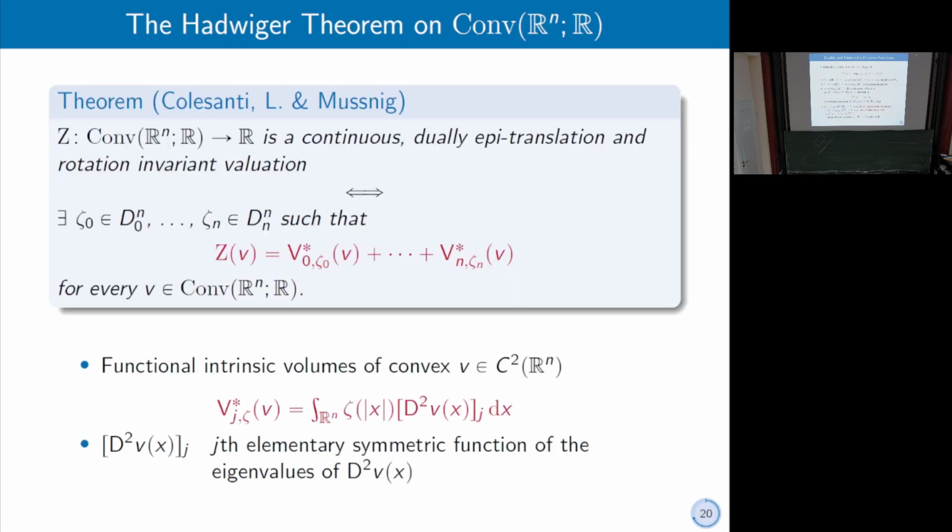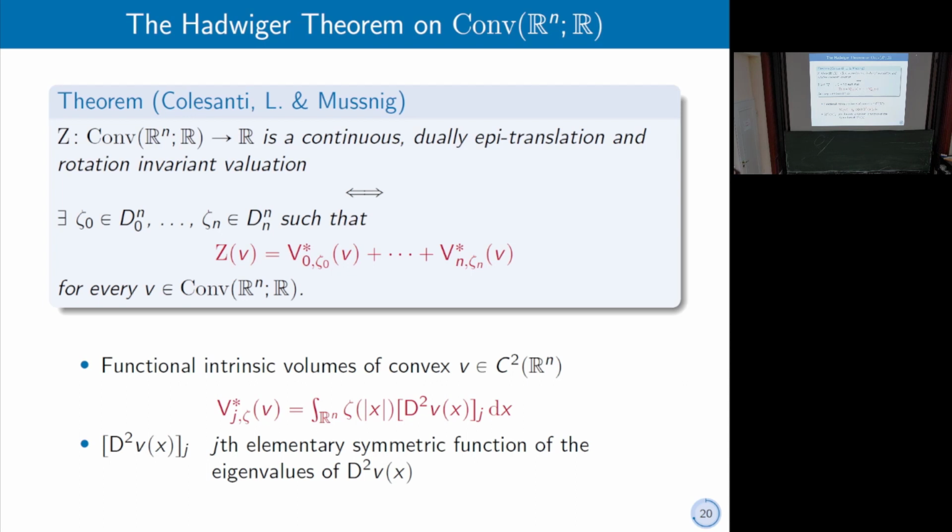And now the result reads as follows. A functional on the space of finite valued convex functions is a continuous, dually epi-translation invariant, rotation invariant valuation if and only if it is a linear combination of these functionals. And I have omitted the upper n here just to make it not too crowded. And you can easily get what these functionals are in the smooth setting. These are such integrals. So now you have an integral over R^n again in the smooth setting, theta of the norm of x. Again, the j-th elementary symmetric function of the eigenvalues of the Hessian appears here.